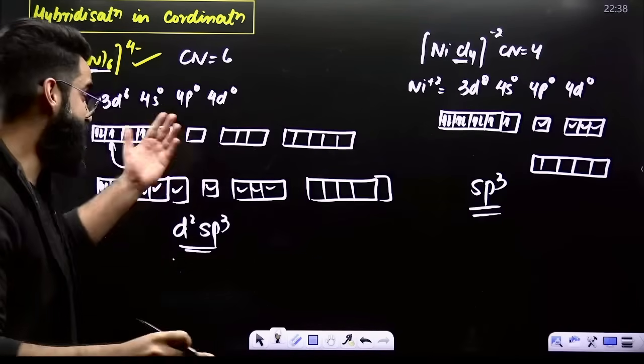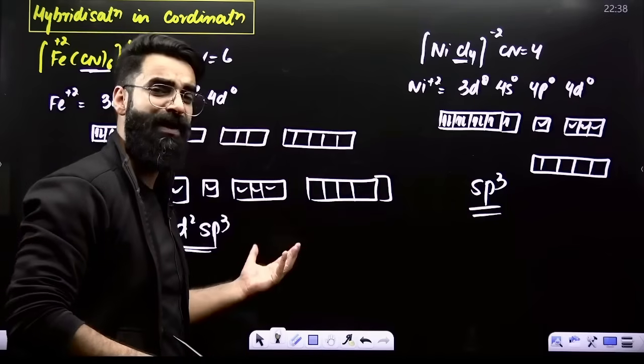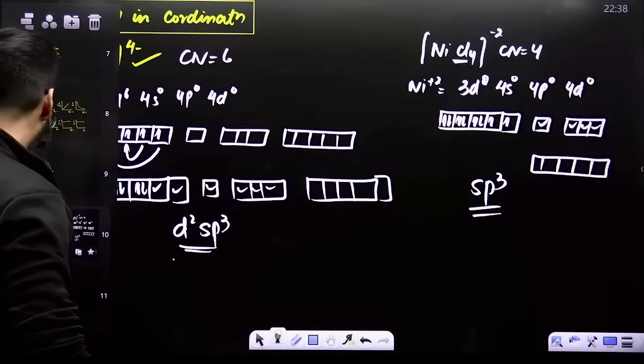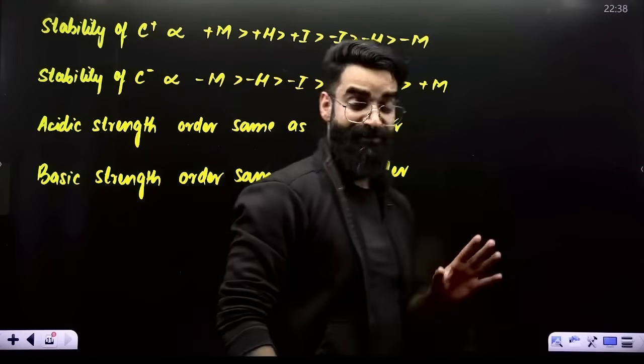Perfect. You just have to check which is the strong field ligand, which is the weak field ligand. Strong field ligand will cause pairing. Weak field ligand will not cause any sort of pairing. That's all. And my dear students, at the end, this is something which I'm giving you additionally.